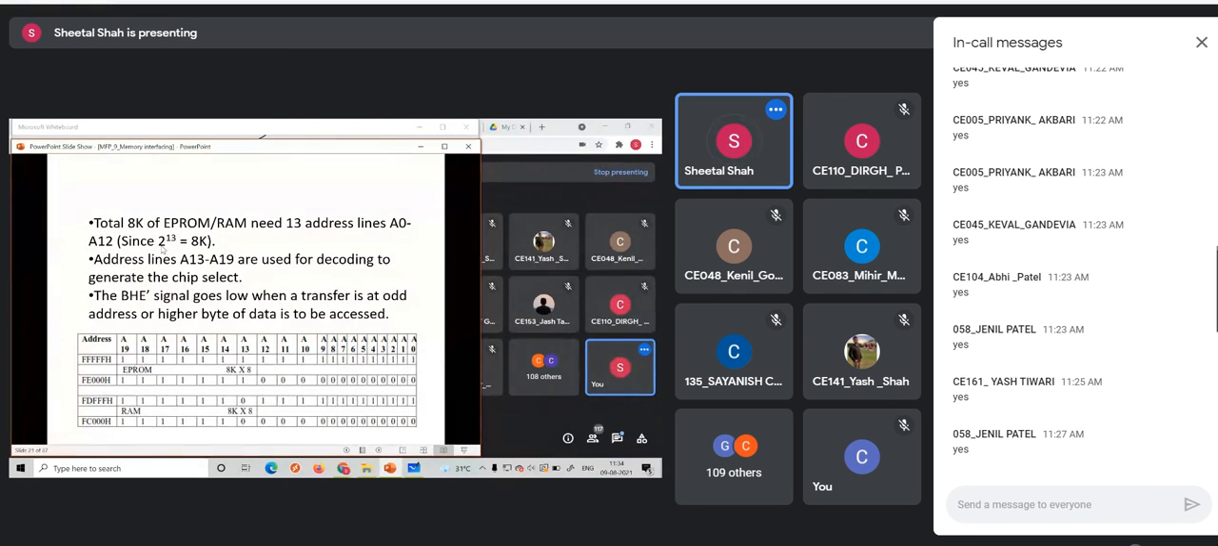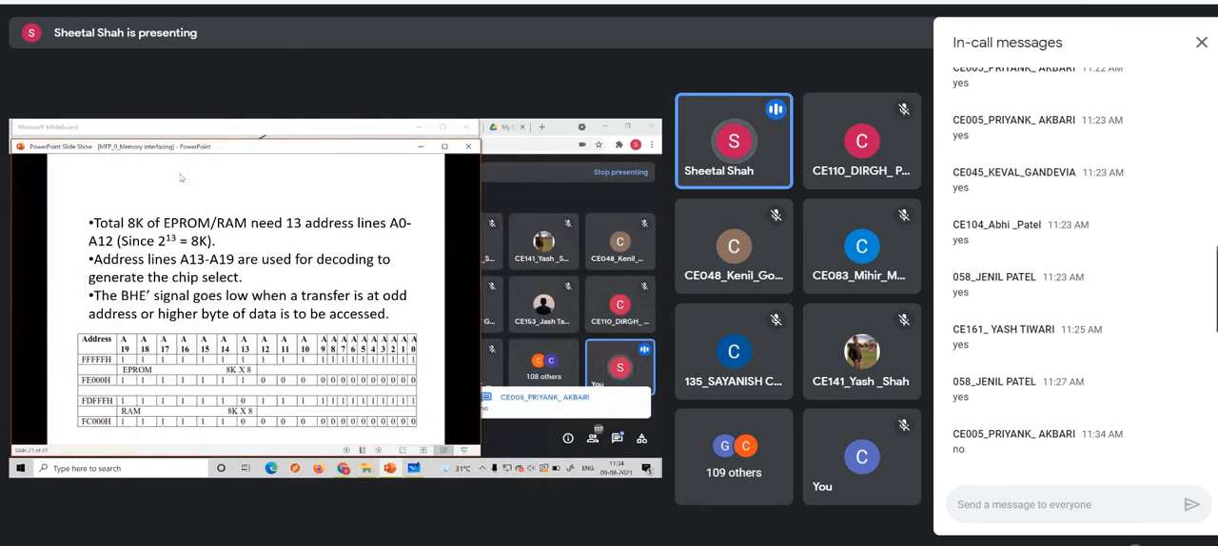To have this 4K, the number of address lines would be how much? 12 bits. 12 bits for the even address, 12 bits for the odd address, and one more bit to select the bank. So A0 to A12 would be there, but A0 is used for chip select, or for selecting the bank. Now we are considering A1 to A12. Hope you all are getting this, A1 to A12, because it is a 4K ROM.